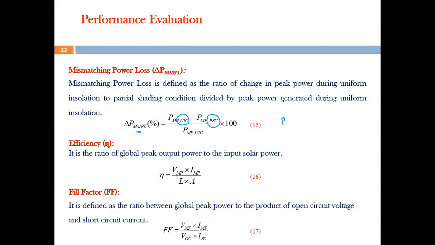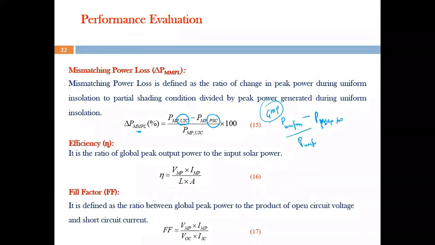So during uniform condition how much is there, minus during partial shading condition how much is there. So this is mismatch loss. Loss is uniform power minus partial shading condition power. If you want the percentage, then it is with respect to the P uniform condition. Is it clear? So during uniform condition, the total amount of power is the global maximum power you are getting.